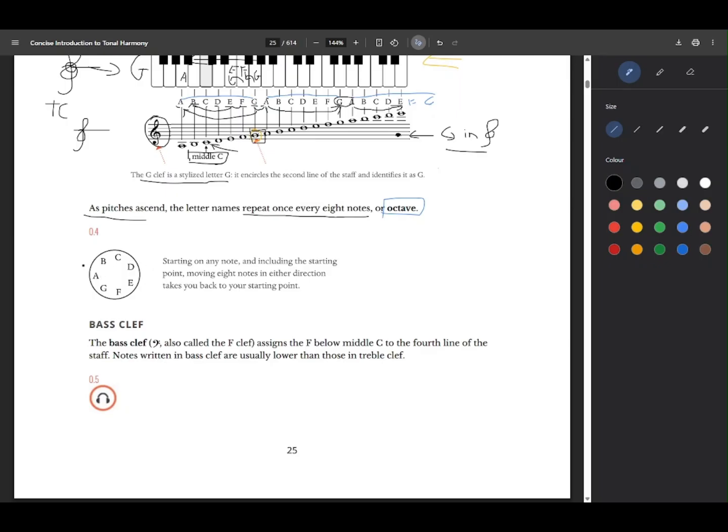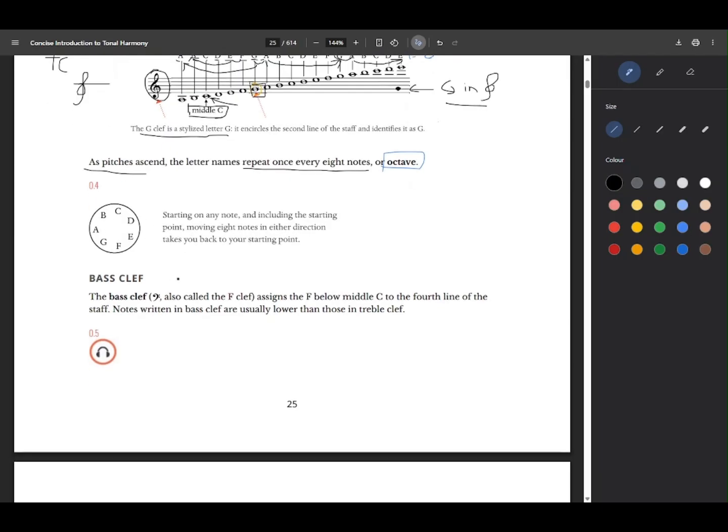So the book gives us this little circle here. So starting on any note in the circle, and including the starting point, move 8 notes in either direction. Takes you back to your starting point. So move 8 notes in either direction, back to your starting point. So let's just go in blue here. Let's start on C. So we're going to count our C.